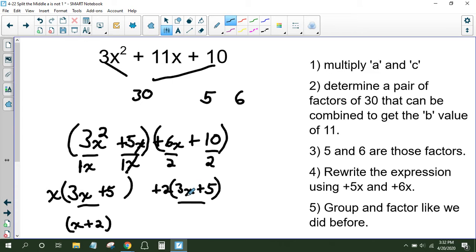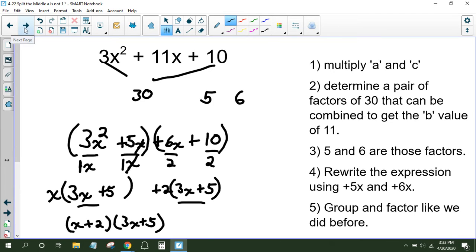And then our two sets of parentheses that have the 3x plus 5 goes there. Okay, and we are all done. Now we could check. We could check to make sure that if we distributed each of these terms by each of these terms, we would end up at the end with our original expression.